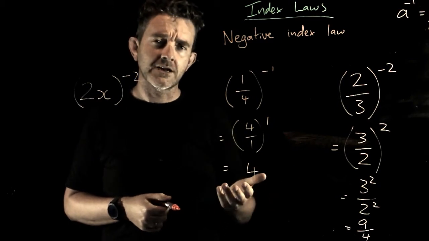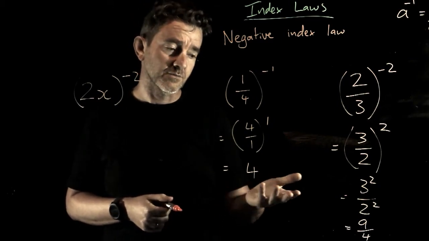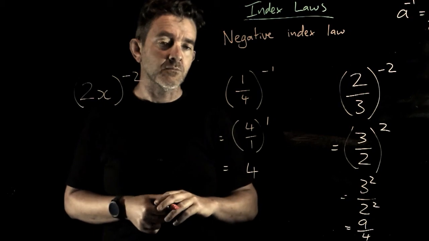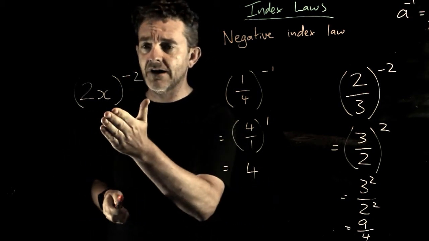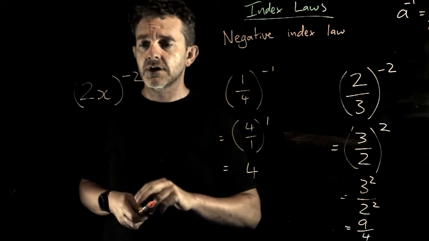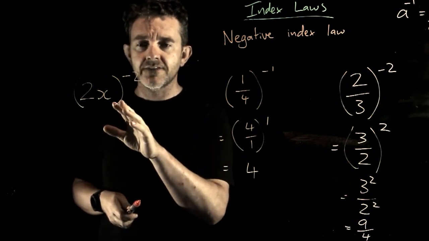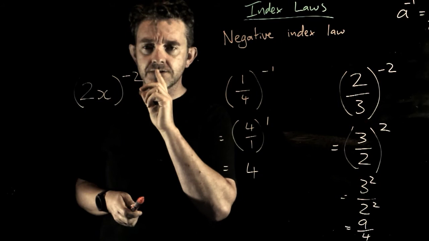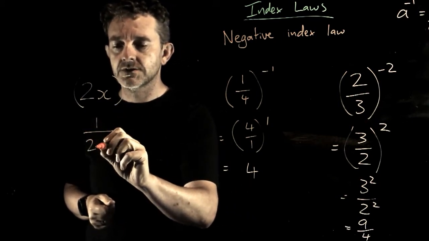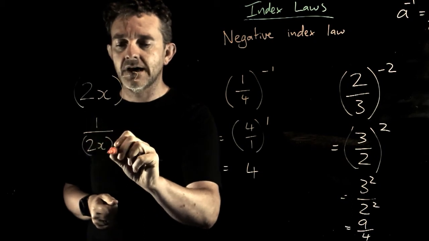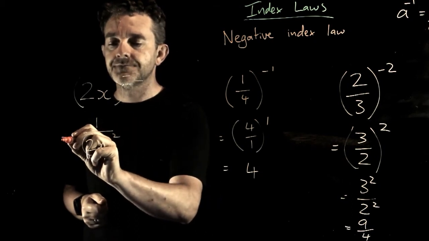9 quarters might not mean a lot to you, but 2 1/4, which is what that is equal to, might make more sense. Over here, I've got a negative power. So 2x to the power of negative 2 is going to be the same as 1 over 2x to the power of positive 2.